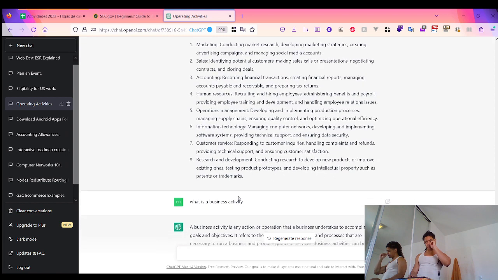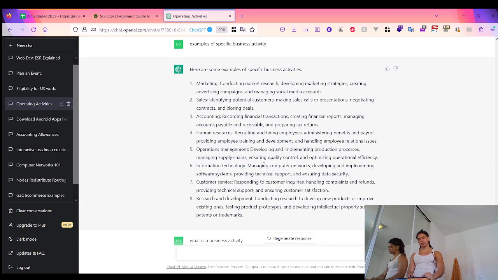Research and development: conducting research to develop new products or improve existing ones, testing product prototypes, and developing intellectual property such as patents and trademarks.